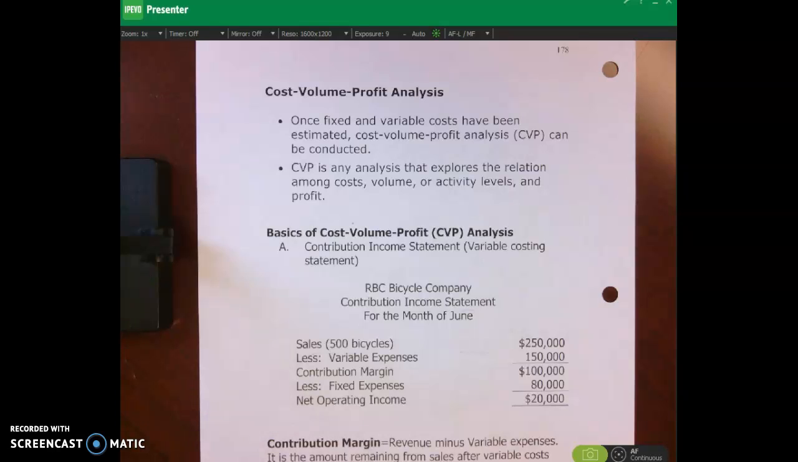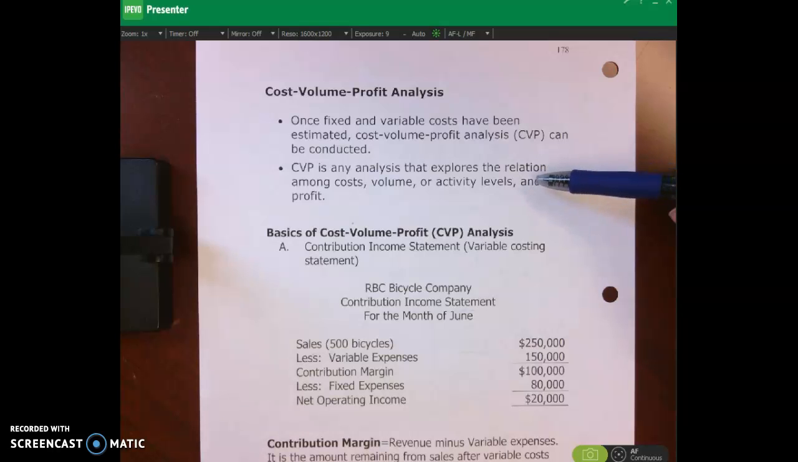Hello and welcome. In this lecture video, I'm going to give an overview of cost volume profit analysis, or CVP. I'm also going to talk about the contribution income statement, and then we'll look at a few high-level applications of CVP. So once we've been able to estimate our fixed costs, our variable costs, and also parse our mixed costs into their fixed and variable components, now we can do cost volume profit analysis.